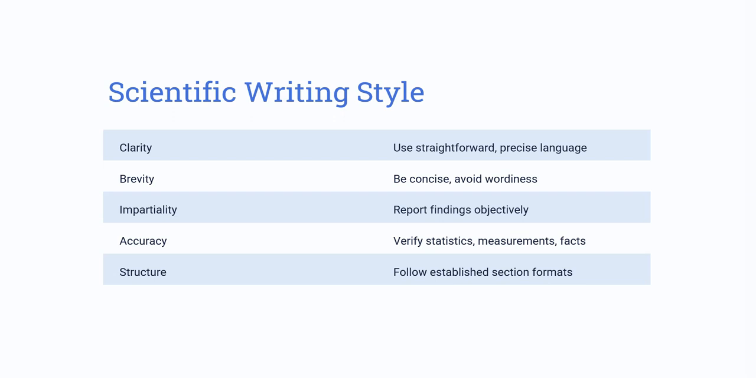So scientific writing style, there are different things you can keep in your mind. Clarity, whatever we discussed earlier, the straightforward, precise language. Brevity means be conscious, avoid wordiness. You need not write 20 pages, 25 pages. You just concise your paper to 15 to 20 pages in the standard. Even in many scientific papers, 10 pages. So they publish 10 to 15 pages maximum.